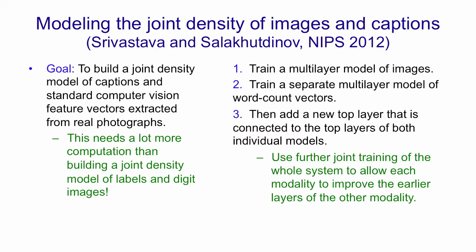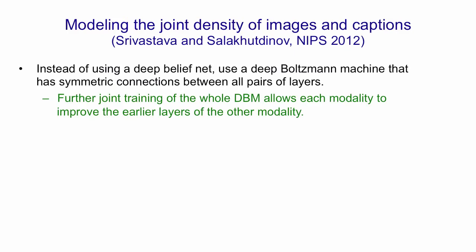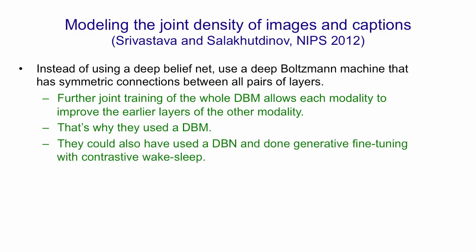of the other modality. Instead of using a deep belief net, which is what you might expect, they used a deep Boltzmann machine, where there are symmetric connections between all pairs of layers. The further joint training of the whole deep Boltzmann machine is then what allows each modality to change the feature detectors in the early layers of the other modality. That's the reason they used a deep Boltzmann machine. They could have also used a deep belief net and done generative fine-tuning with contrastive wake sleep, but the fine-tuning algorithm for deep Boltzmann machines may well work better.